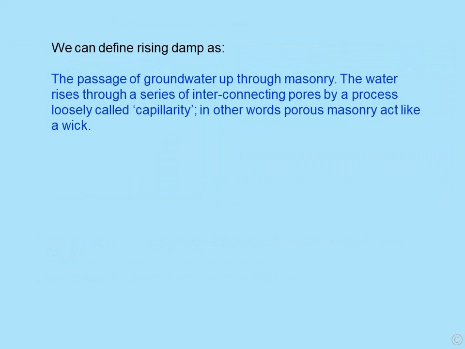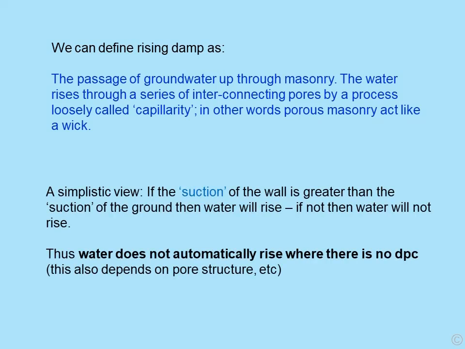We can define rising damp as the passage of groundwater up through masonry. The water rises through a series of interconnecting pores by a process loosely called capillarity. In other words, the porous masonry simply acts like a wick. A more simplistic view is that if the suction of the wall is greater than the suction of the ground, then water will rise. If not, then water will not rise. Thus, water does not automatically rise where there is no damp proof course. This of course depends on pore structure and other factors.